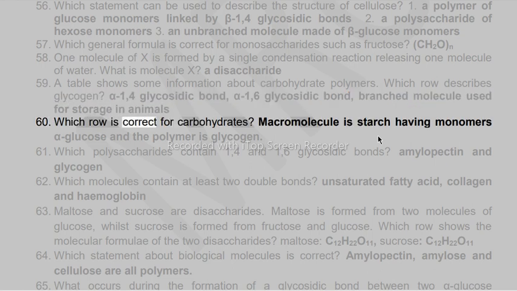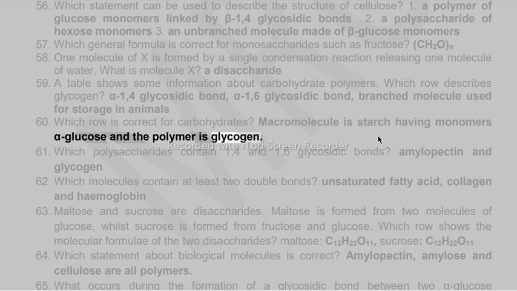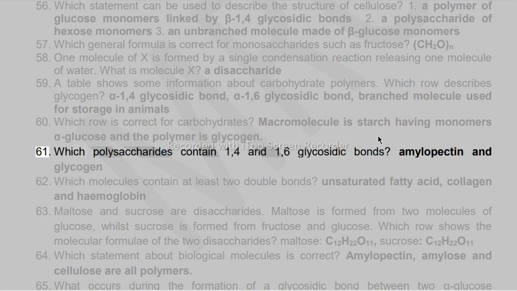60. Which row is correct for carbohydrates? Macromolecule is starch, having monomers alpha-glucose, and the polymer is glycogen. 61. Which polysaccharides contain 1,4 and 1,6 glycosidic bonds? Amylopectin and glycogen.